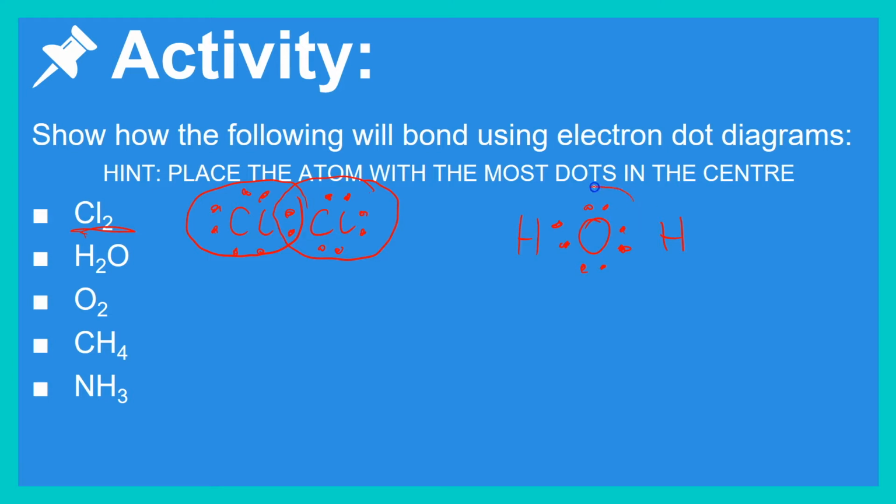So I'll just quickly show that for you. There's your oxygen. There's 1 hydrogen. There's the other hydrogen. All right, oxygen. We're going to go O here and O here. We've got 1, 2, 3, 4. I'm going to do that on each of them.